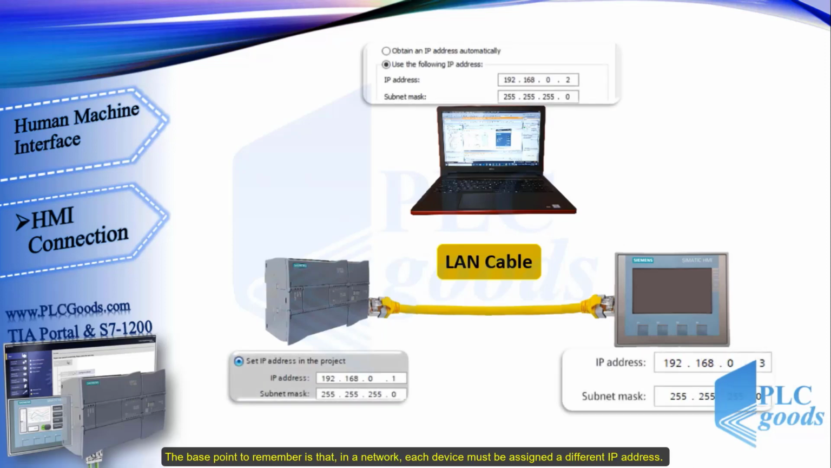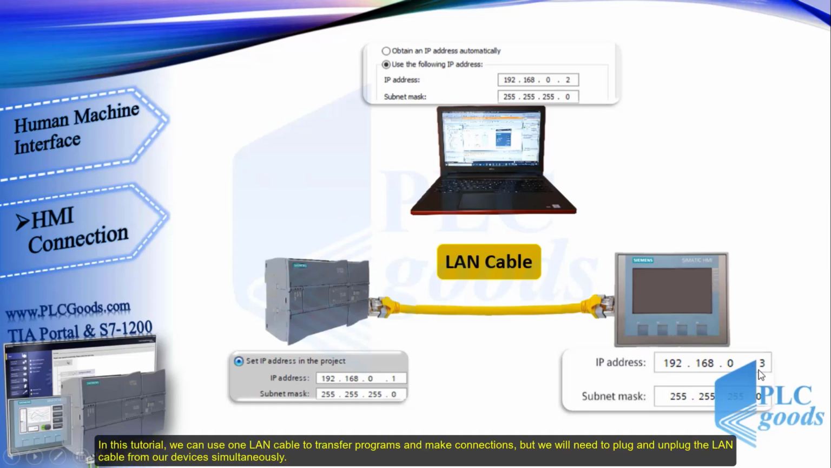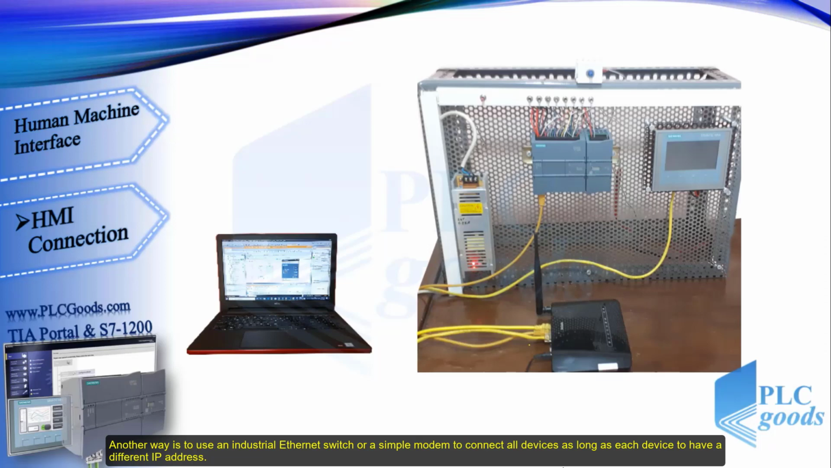The base point to remember is that in a network, each device must be assigned a different IP address. In this tutorial, we can use one LAN cable to transfer programs and make connections, but we will need to plug and unplug the LAN cable from our devices simultaneously. Another way is to use an industrial Ethernet switch or a simple modem to connect all devices, as long as each device has a different IP address.